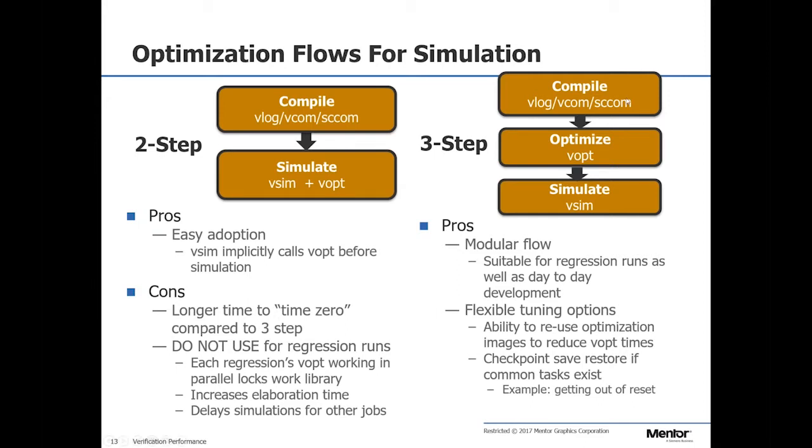And so that's where, over here, the three-step flow is where you actually do your vcom, vlog. You explicitly run a vopt command, and then you run a vsim on the optimized netlist that comes out of the vopt. So this is good because it's more modular. You have more control over the vopt process, and maybe you don't need to run that vopt every time. So you can save some time on subsequent simulations if you're doing like a regression suite.